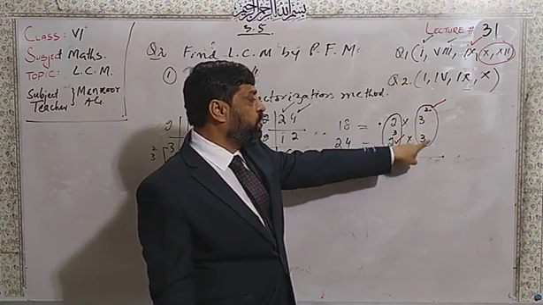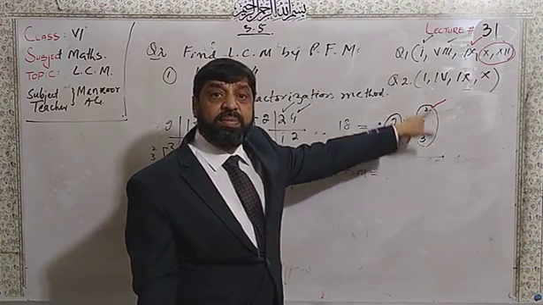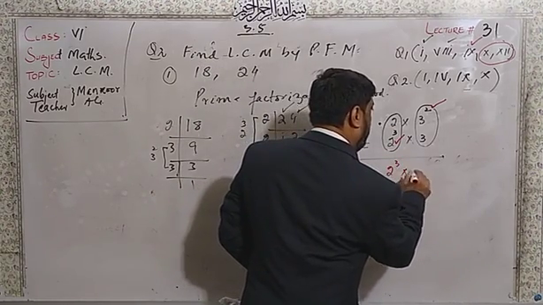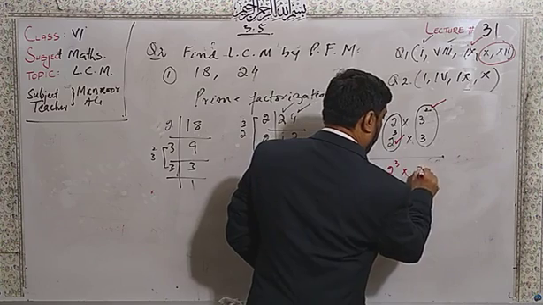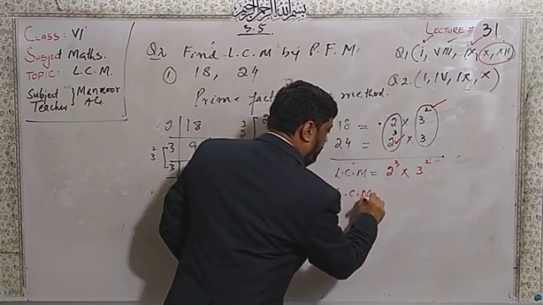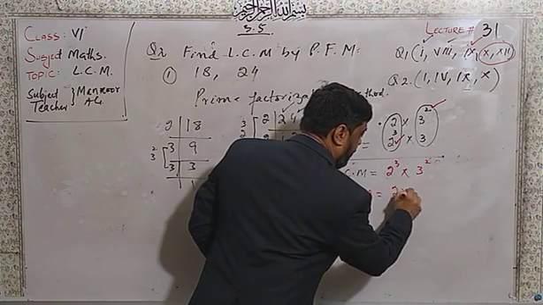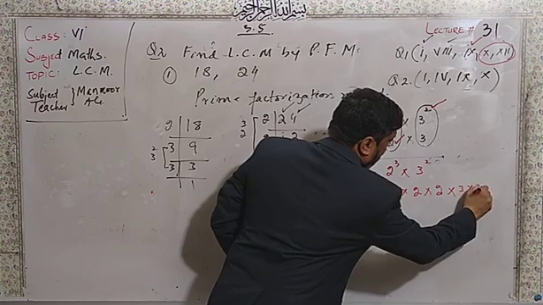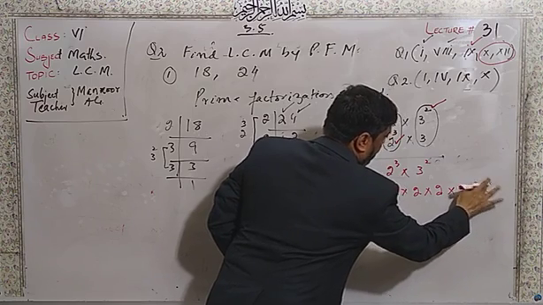Here 3 power 2 into 3, you will select the maximum power. I'll write here 2 power 3, again 3 power 2. For the LCM, I will just separate: 2 multiplied by 2 multiplied by 2, and 3 multiplied by 3, 2 times.